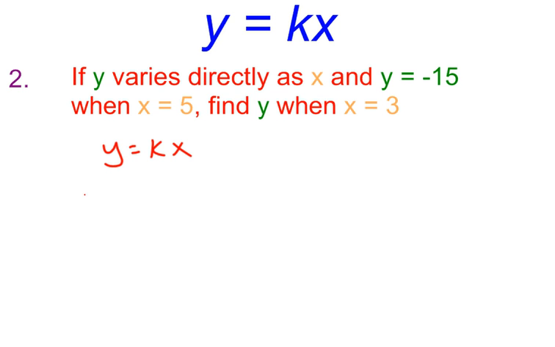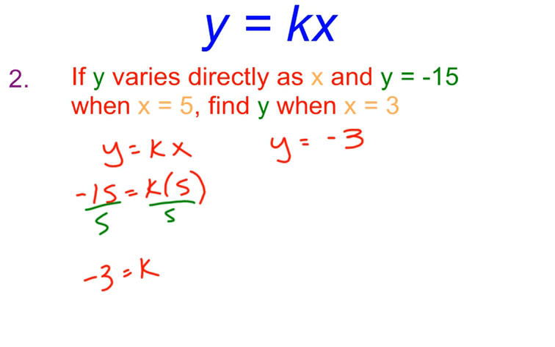So in this case, they give me negative 15 when x is 5. So I divide by 5. Hopefully you see that you would get k to be negative 3. So your equation for this situation would be y equals negative 3x. They told me x is 3, so I substitute that in, and I get y to be negative 9.